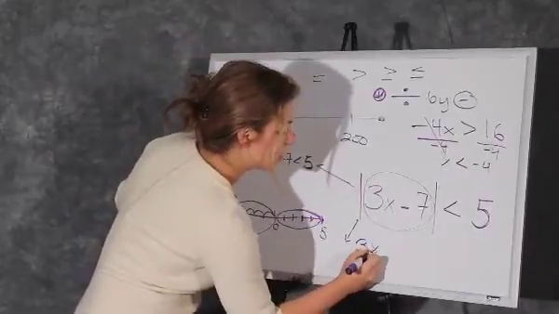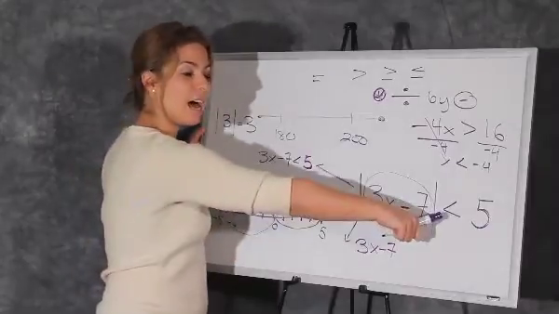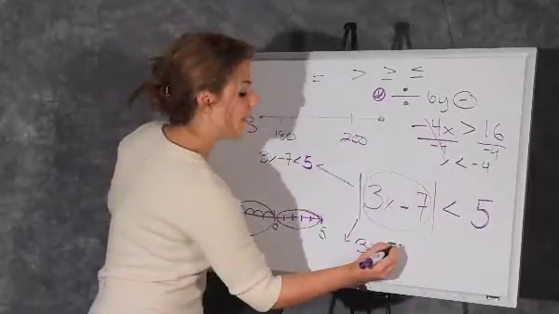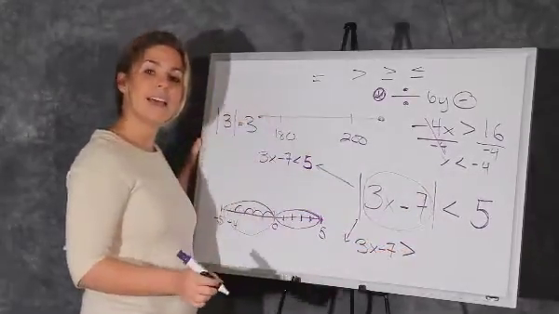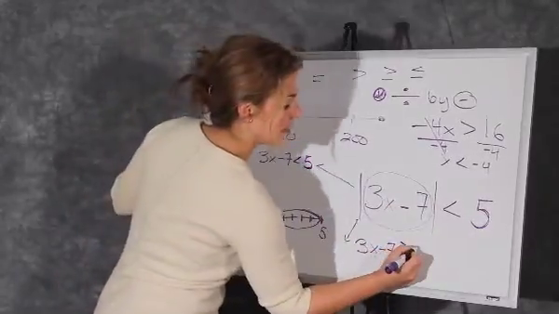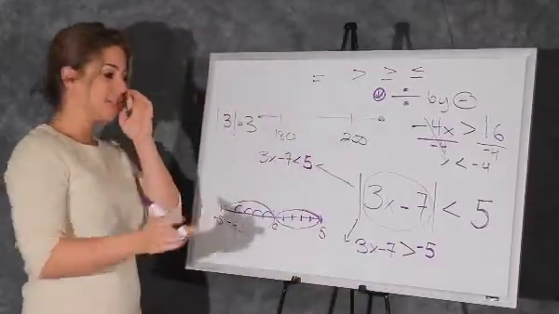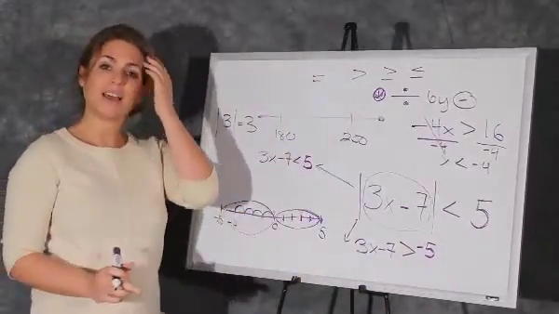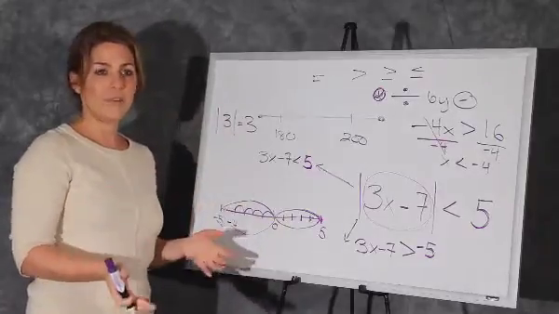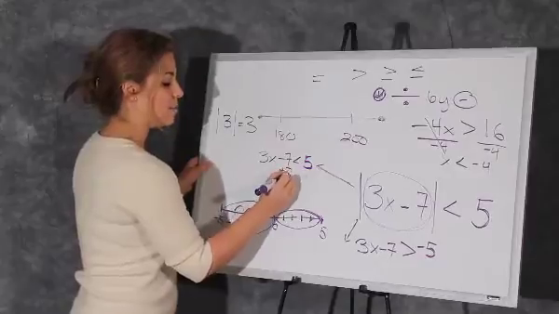So 3x minus 7. Then you flip the sign, so since this is less than, it becomes greater than, and we negate the right side of the equation, which in this case is 5. Then what we want to do is solve both of the equations, and that's going to give us the range of values for x. So looking at this, we're going to add 7 to both sides.